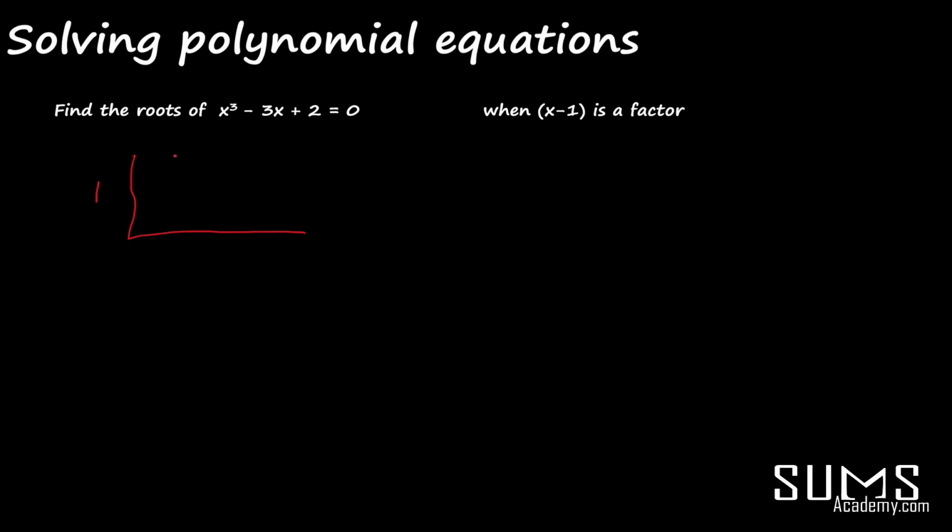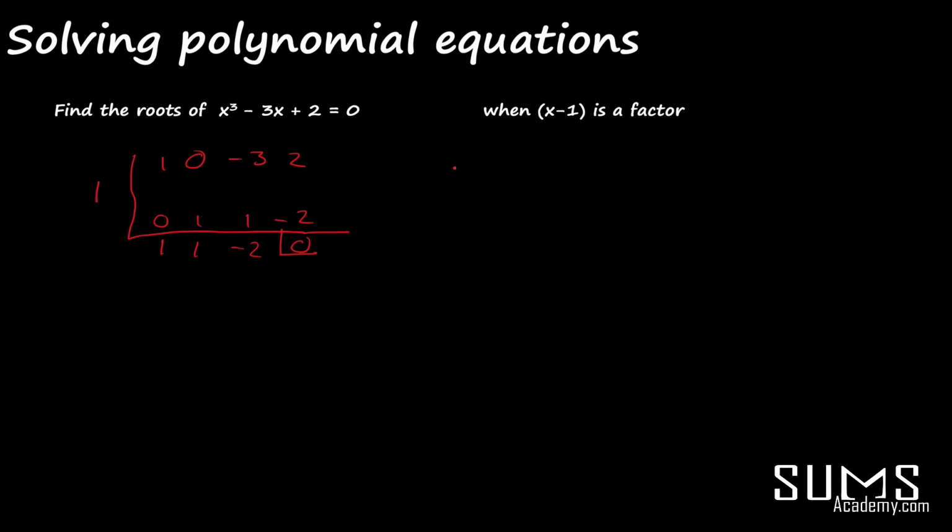So it's going to be 1 over there, and it's going to be 1, 0, negative 3, and 2. So it's going to go 0, 1, 1, 1, and then this is going to be 1 again, and then you go here, plus 3 is negative 2, times 1 is going to be negative 2, so that's going to be 0. So that is a factor.